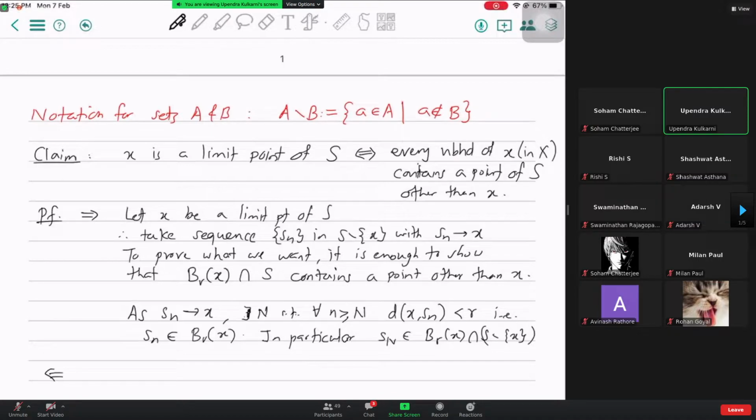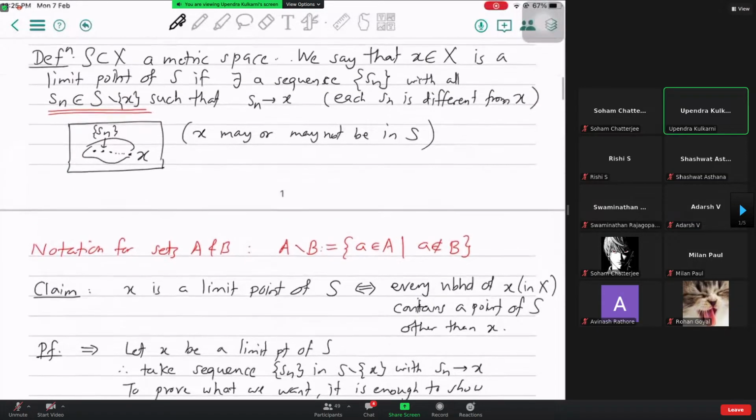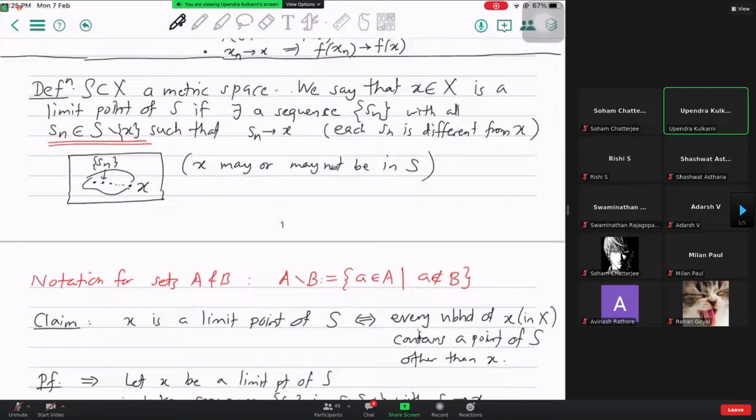Let us see. I have to show that X is a limit point. What does it mean to show that X is a limit point? So let's write this down. We need to produce, so look at the definition. What is the definition of a limit point? I need to produce a sequence of points, all of them in capital S, but none of them equal to small x, such that the limit of those points is X.